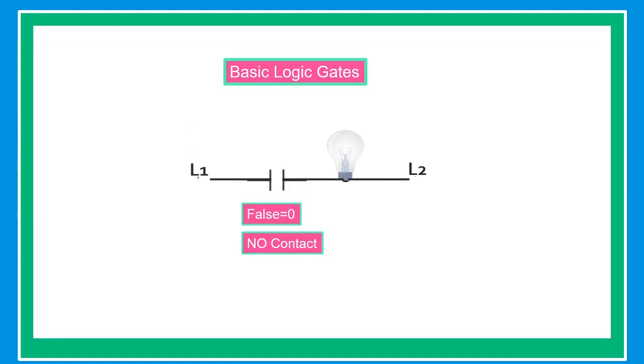In this example, the bulb does not glow because the contact is normally open, or false. The current from line 1 cannot pass through the circuit. In example number 2, the bulb is now glowing because the contact is normally closed, and the current from line 1 can pass through the circuit going to line 2.